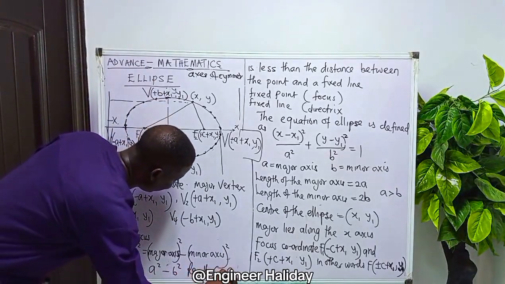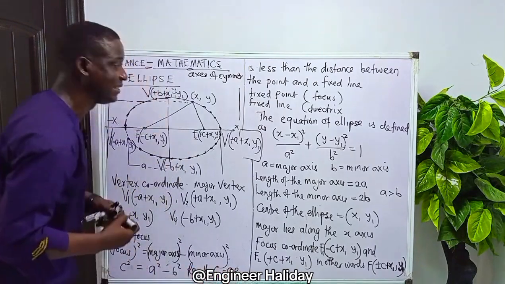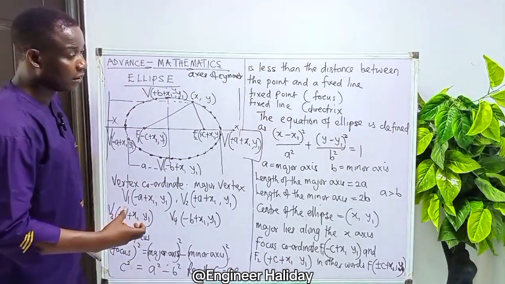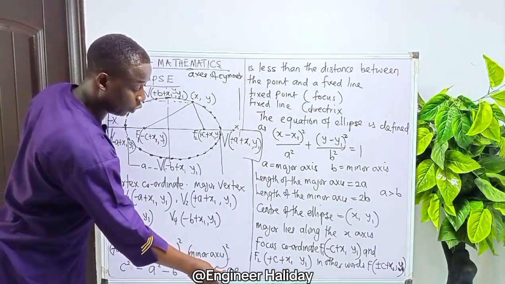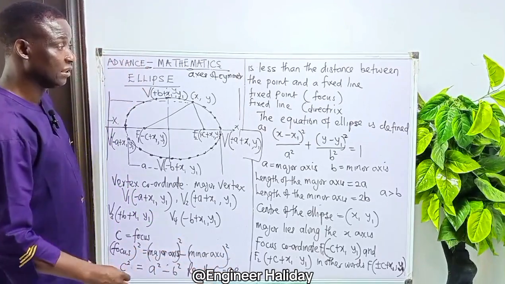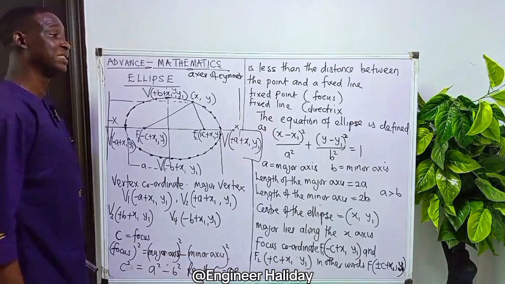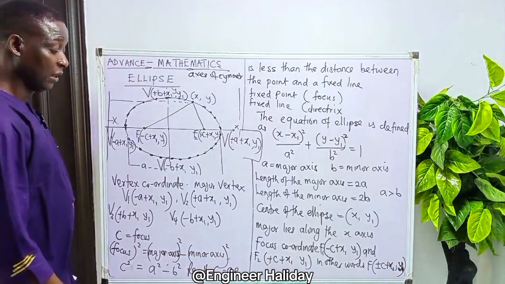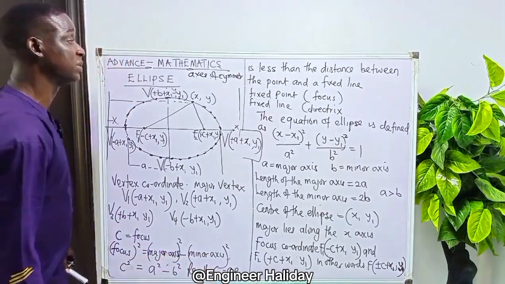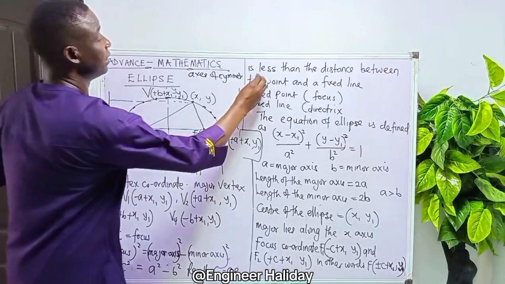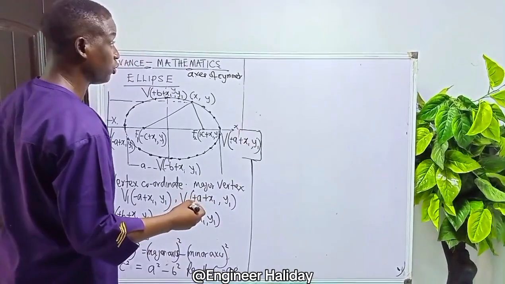c equals a times eccentricity. So c is the product of the major times eccentricity. So the focus divided by the major will give us eccentricity. That is another definition of eccentricity: the focus divided by the major axis gives us eccentricity. Now let's go. I hope you are enjoying the class.